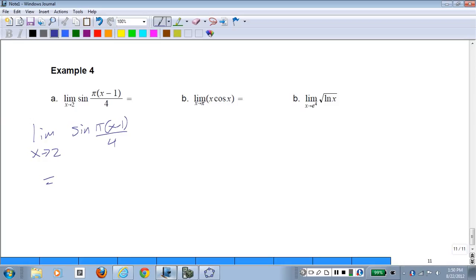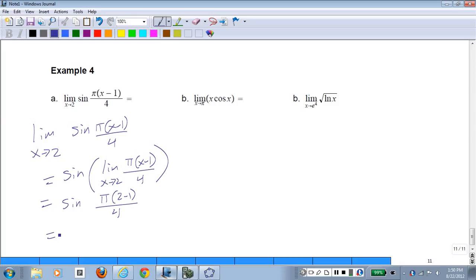So this is going to equal the sine of the limit of pi times x minus 1 over 4 as x approaches 2. So this is the sine of pi times 2 minus 1 over 4. So this is the sine of pi over 4.